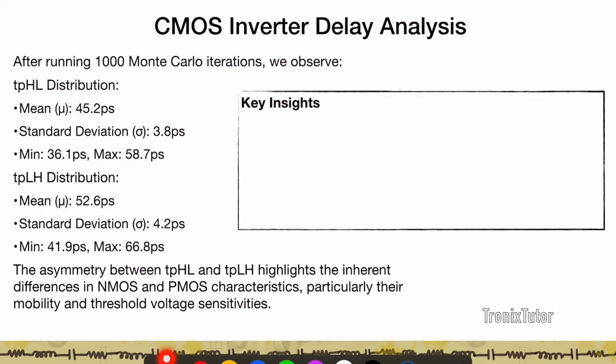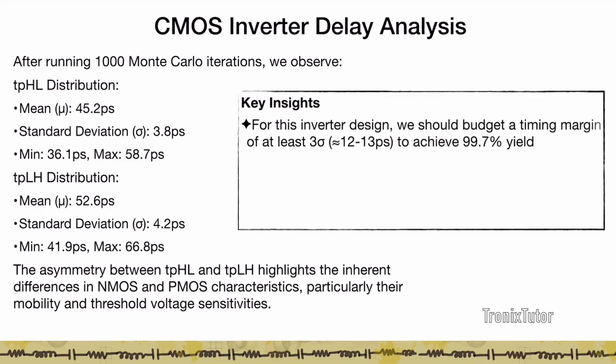They'll tend to behave in different directions. And so what are the key insights I develop from something like this? What I see is that if I want to use this inverter, then I need to budget for a timing margin of at least 3 sigma. So this gives me the sigma, and I'm going to use 3 sigma of this just to ensure I get up to 95% margin, right? And so I take the larger of the two and take 3 sigma of that. So roughly 12 to 13 picoseconds I'd use for a 99.7% yield.